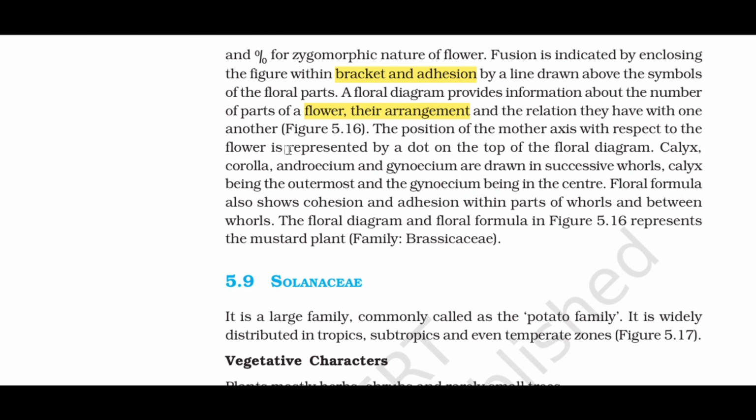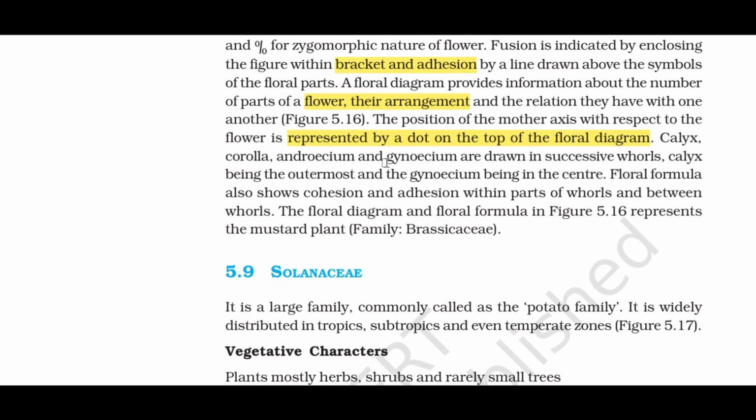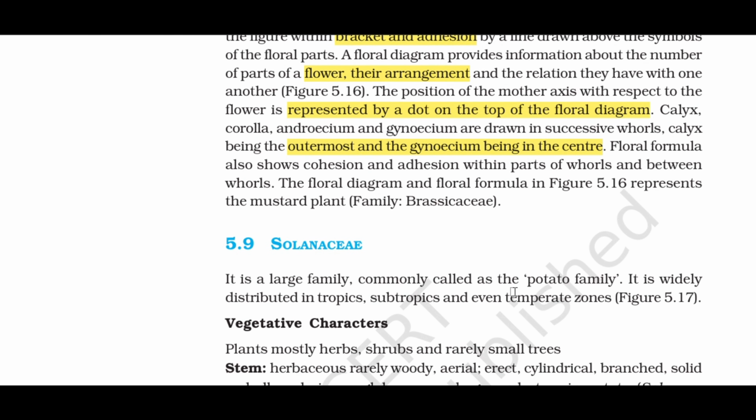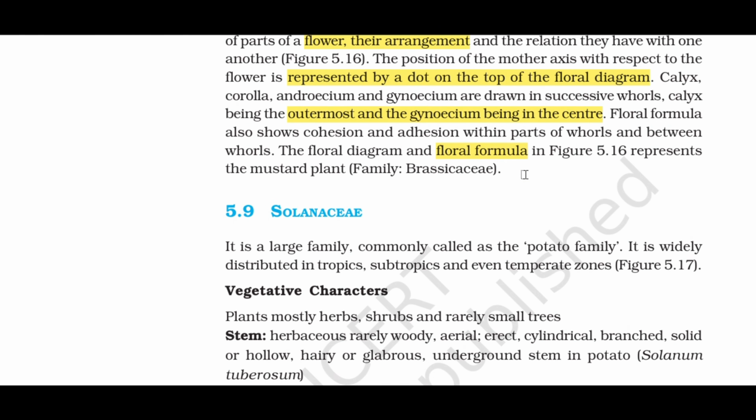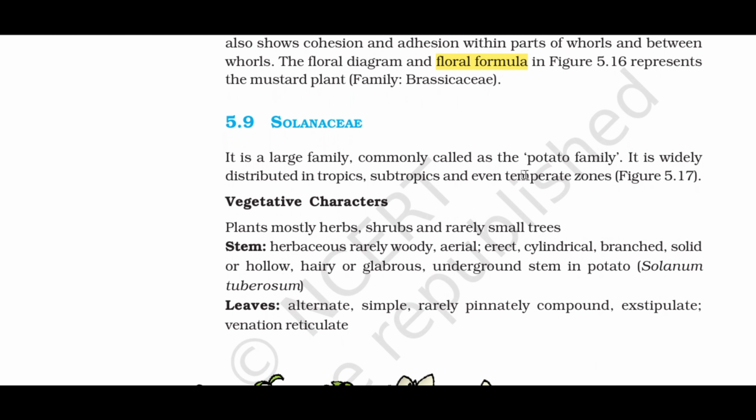The position of the mother axis with respect to the flower is represented by a dot on the top of the floral diagram. Calyx, corolla, androecium and gynoecium are drawn in successive whorls, calyx being the outermost and the gynoecium being in the center. Floral formula also shows cohesion and adhesion within parts of whorls and between whorls. The floral diagram and floral formula in figure 5.16 represents the mustard plant, family Brassicaceae.